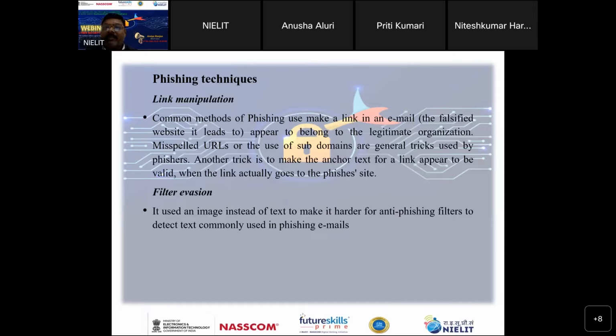Another trick is to make the anchor text for a link appear to be valid when the link actually goes to the phisher's site. Filter evasion uses an image instead of text to make it harder for anti-phishing filters to detect text commonly used in phishing emails. In this type of filter evasion, an image is used as a link. Unknowingly, when we click on that image, it will transfer our data to the senders.